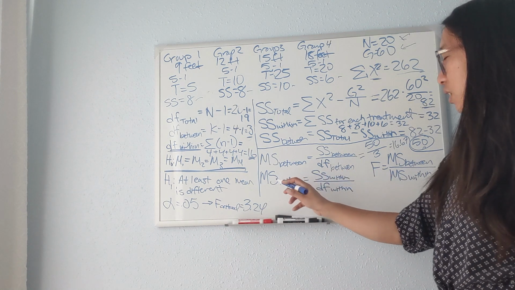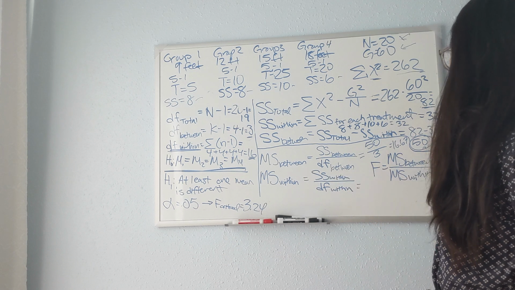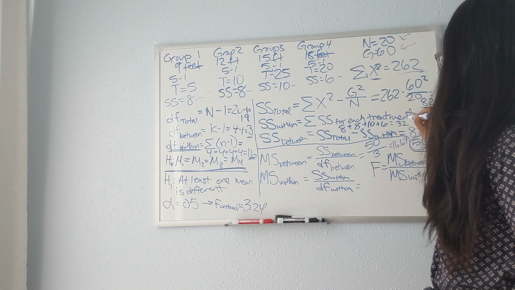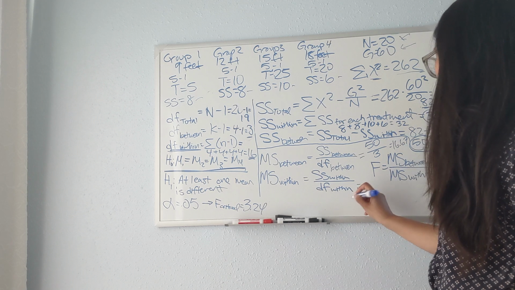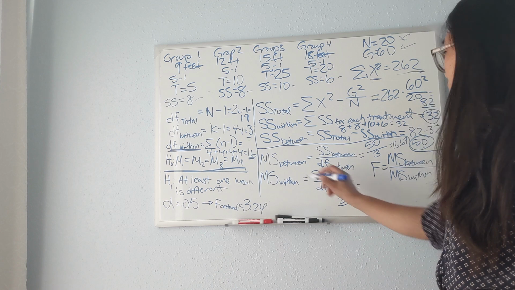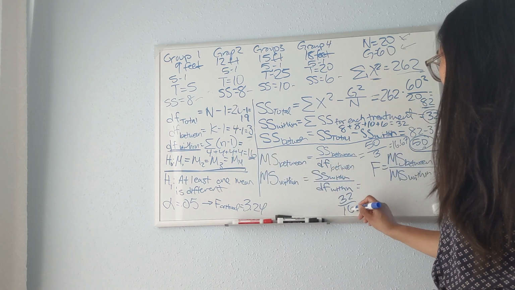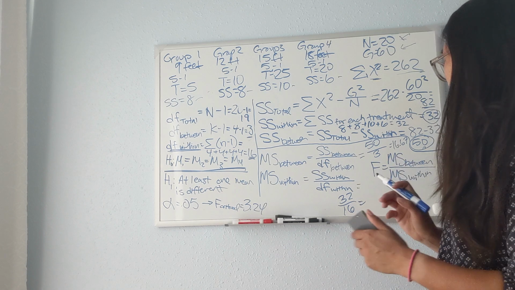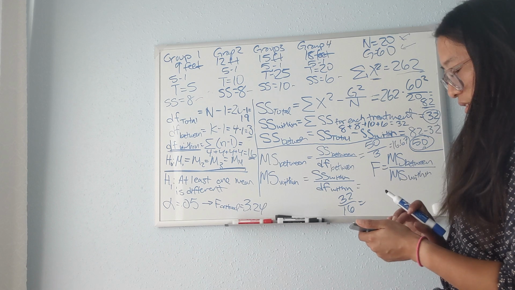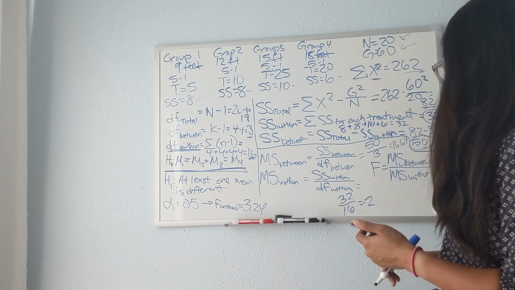And then I need to calculate MS within, which equals the sum of squares within, which I calculated here, which is 32, over degrees of freedom within, which is 16. That's 2, right? Yes. I told you I was very bad at math.